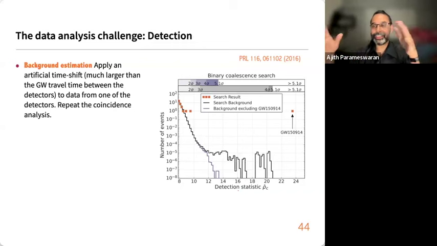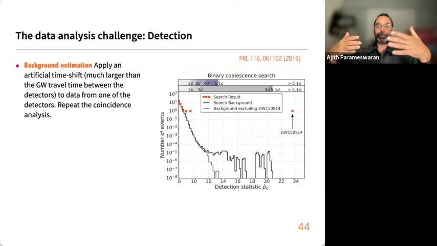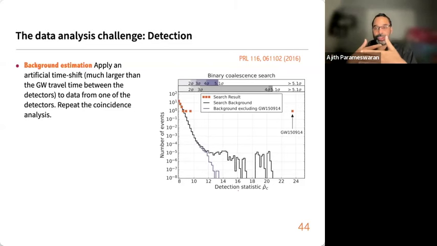So while things like instrumental artifacts are happening at the instruments through some random statistical processes, they have some properties, and they would be coincident at some random times also. So what you do is you apply a time shift between the two data streams, between two detectors, and the time shift is larger than the light travel time, or gravitational wave travel time, between the two detectors, so that these coincident triggers in the time lag cannot be true gravitational waves.